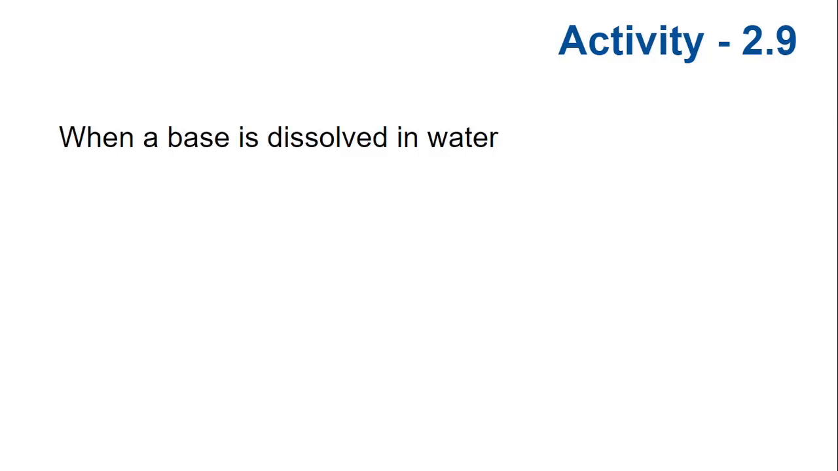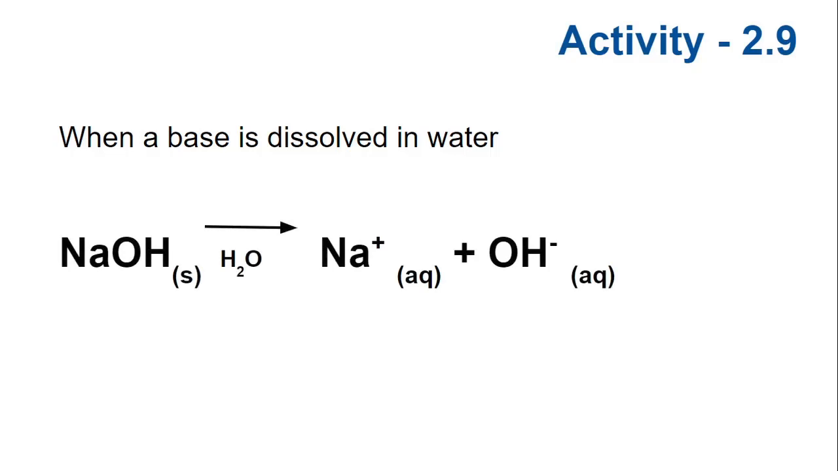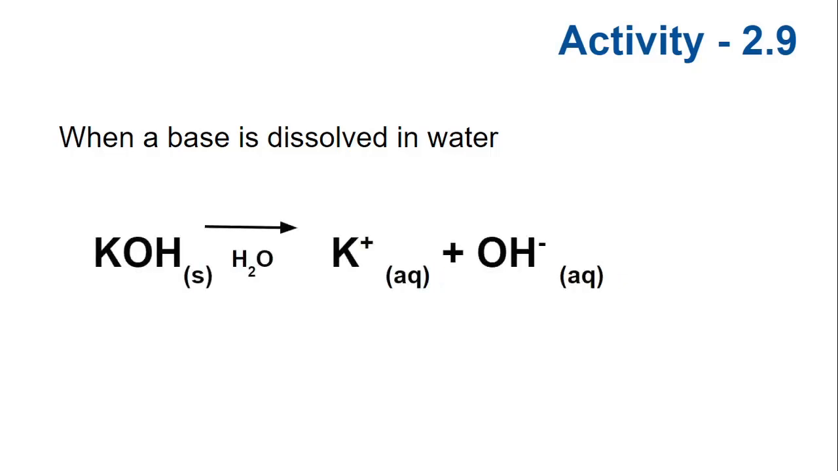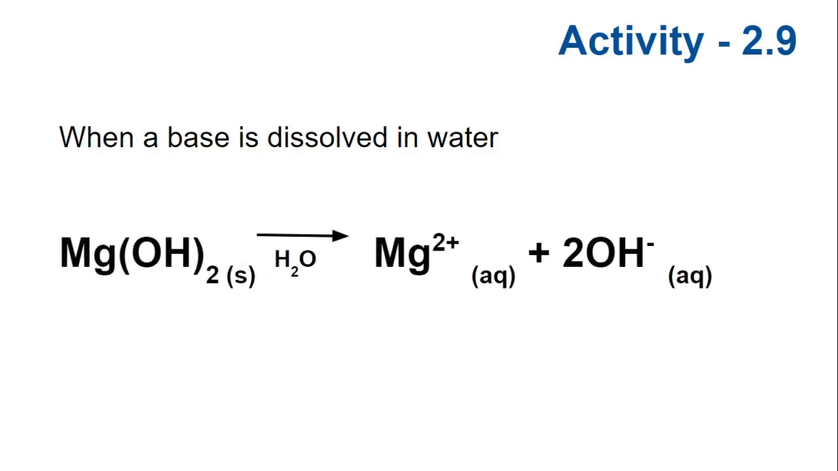When a base is dissolved in water, the reaction will be NaOH gives Na+ + OH-. That is the reaction. Second one is KOH, which means potassium hydroxide. It gives K+ + OH-. It is also a base and it is dissolved in water. Next, taking another base, Mg(OH)2, which means magnesium hydroxide, it gives Mg2+ + 2OH-. That is the chemical reaction for a base dissolved in water.